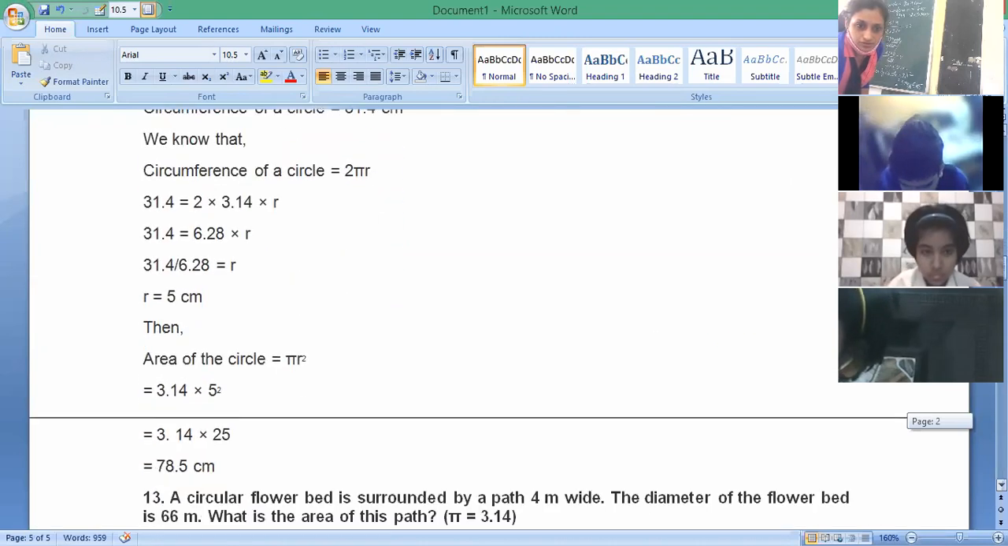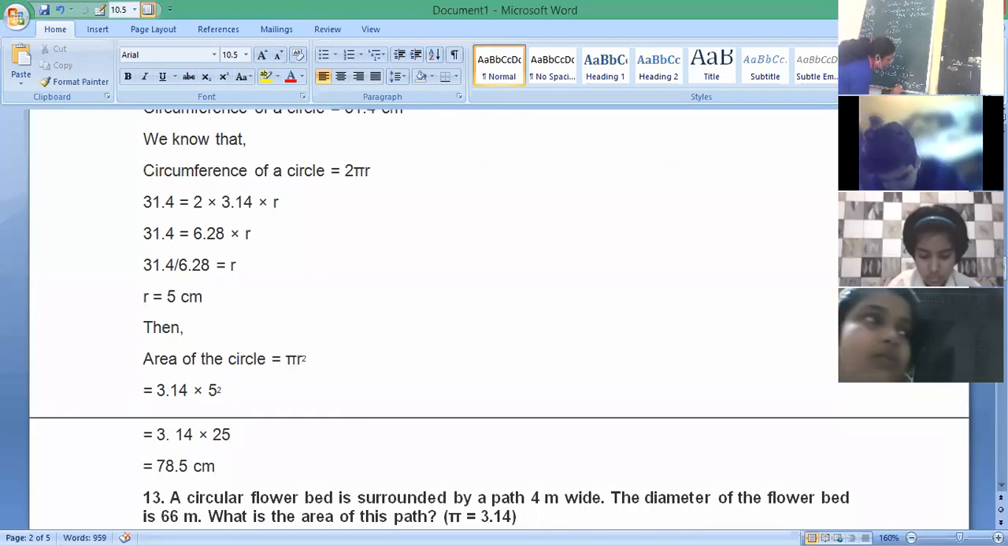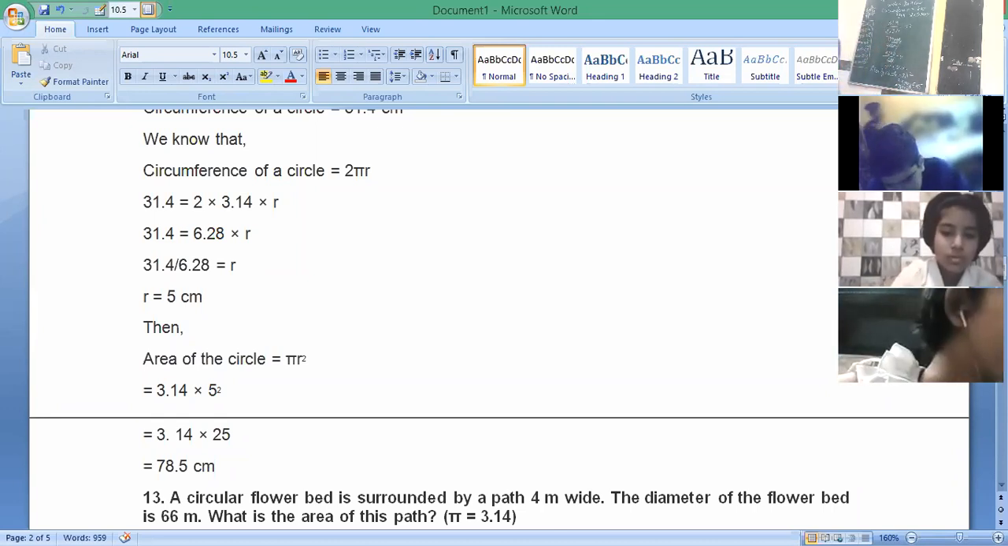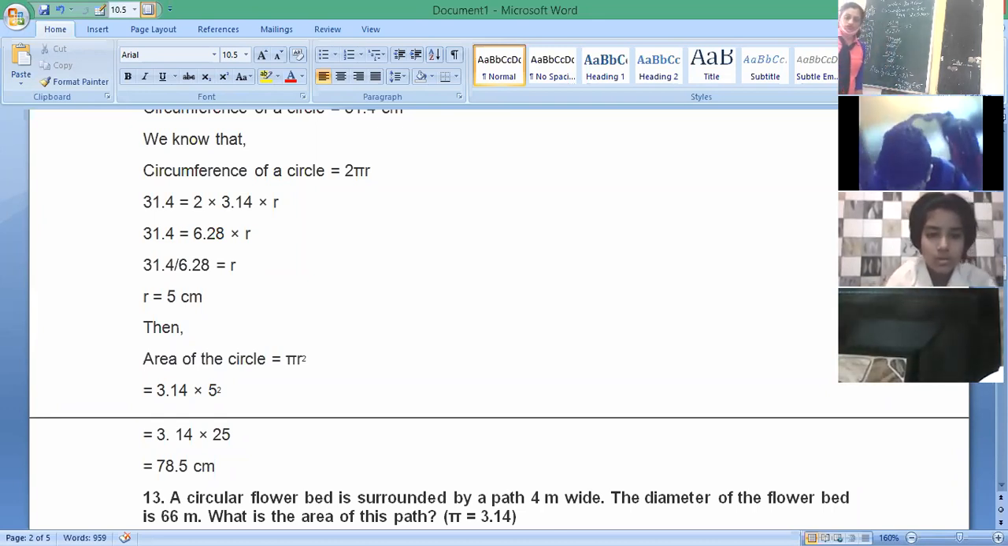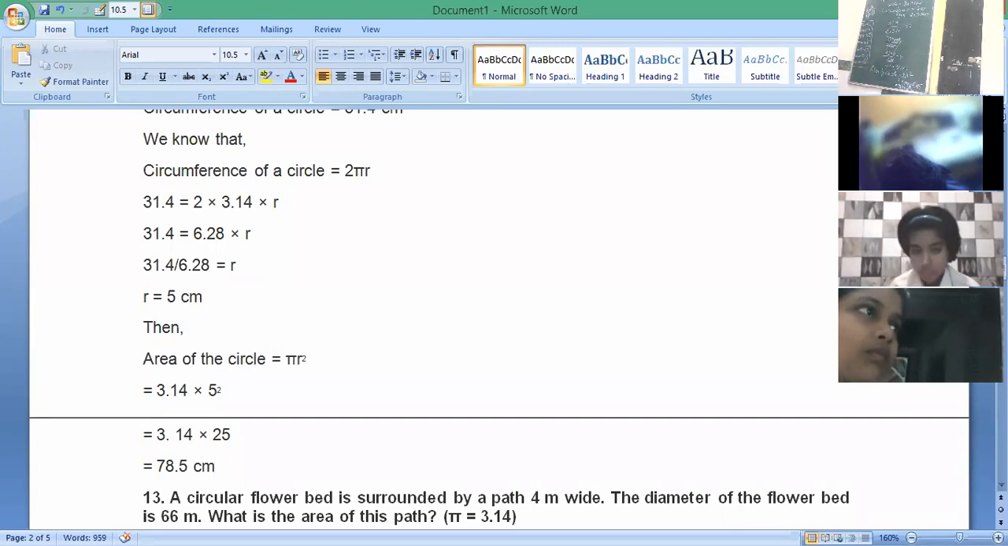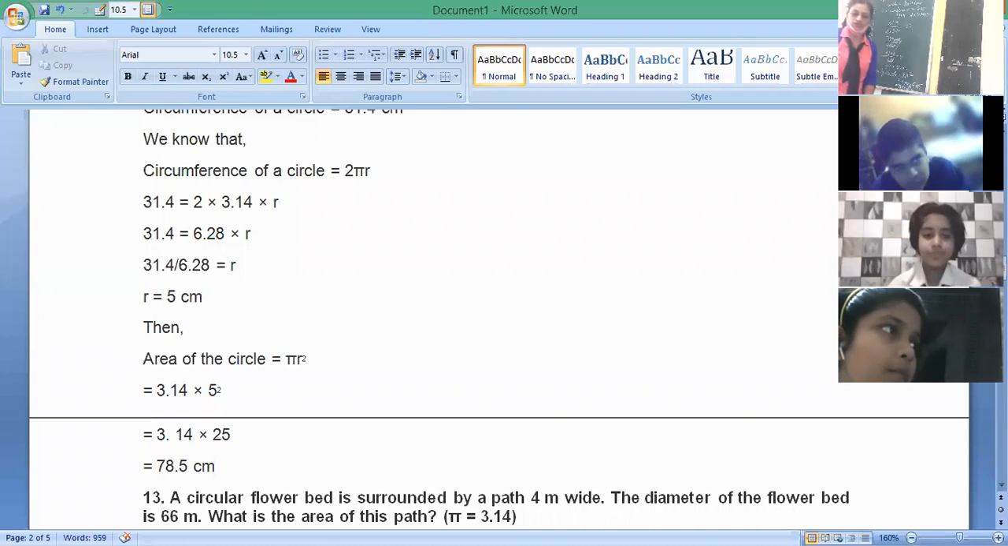78.5 centimeter square. That's right. This is the area of the circle. So we need this only. The radius we have already found and the area they have asked, so we have sorted it out. Yes, Astha, Jia, your answers are also correct. 78.5 centimeter square. Done, children?